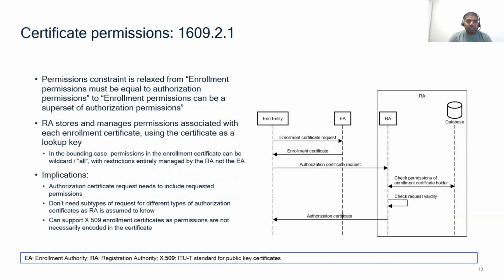The RA, or the registration authority, stores and manages the permissions associated with each enrollment certificate using the certificate as a lookup key. In the extreme case or the bounding case, the permissions in the enrollment certificate can be a wildcard or all, where the restrictions are entirely managed by the registration authority and not the enrollment authority. Some implications of this model is that the authorization certificate request now needs to include requested permissions, because the enrollment certificate permissions is a superset of permissions that can be requested in the authorization certificate.